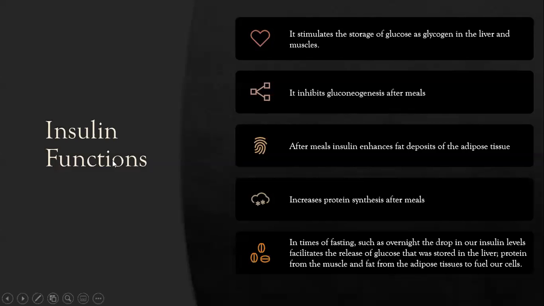Okay, so more insulin functions. Again, you need to know normal before you can know abnormal. This stimulates the storage of glucose as glycogen in the liver and muscles. So when you want to respond quickly or your blood sugar drops, your body wants storage amounts so then it can release it. So insulin helps store it. Remember, glycogen is the storage unit of glucose.